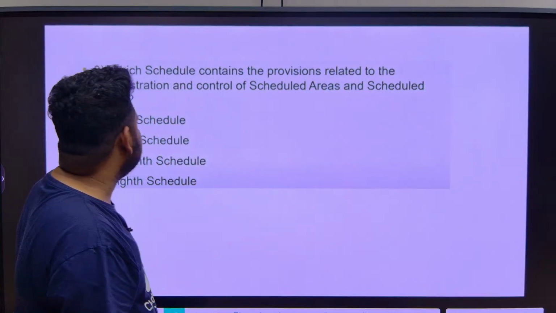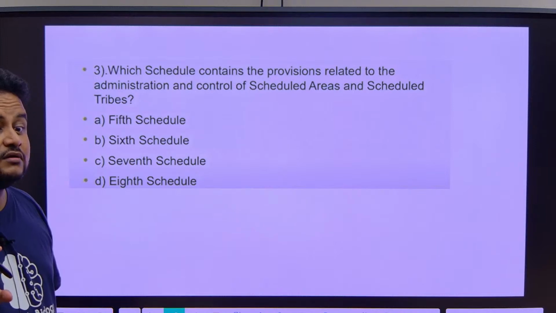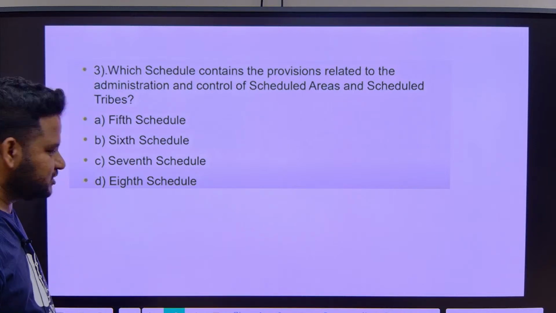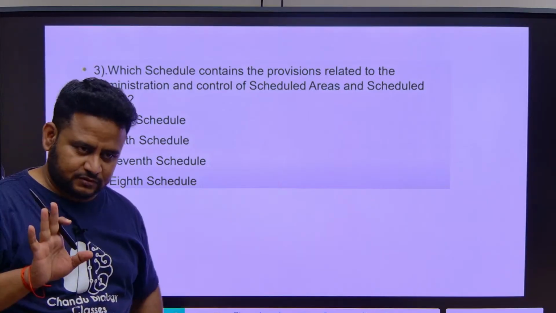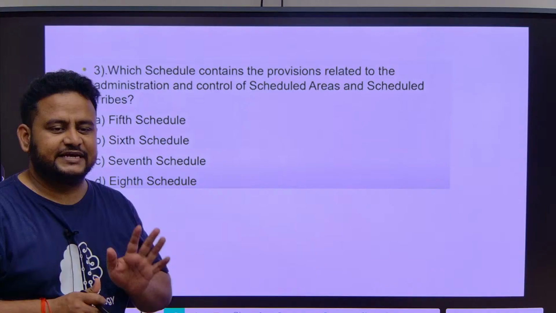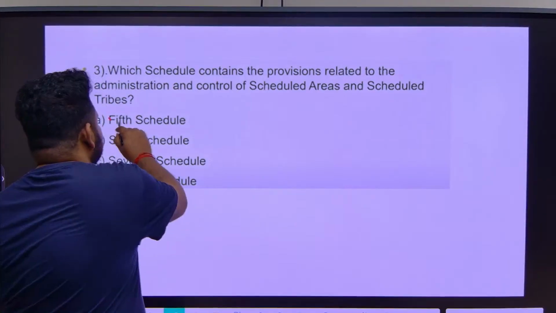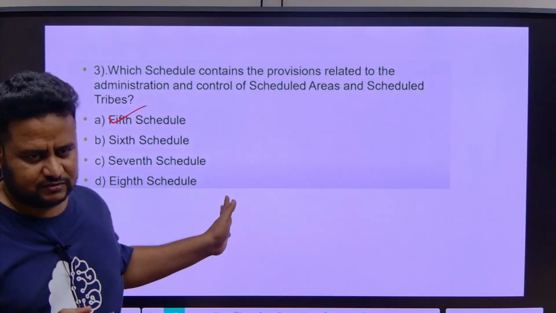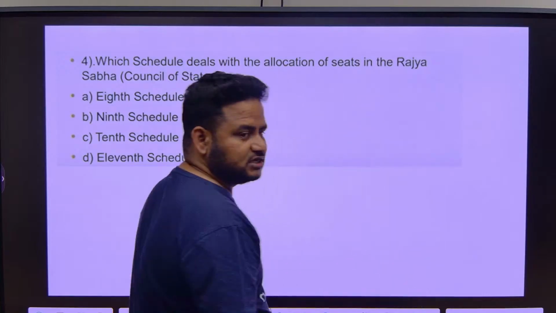Which schedule contains provisions related to administration and control of scheduled areas and scheduled tribes? See, I will tell you. 5th is talking about scheduled areas and scheduled tribes. 6th is talking about tribal areas in AMTM. 6th is talking about 4 states only. Entire scheduled tribes and scheduled areas is 5th schedule. Okay, please remember this. Whenever I say scheduled areas and scheduled tribes, SC and ST is 5th. Assam, Meghalaya, Tripura and Mizoram is 6th. Remember like this. Got it? I know you will get confused in this question, that's why these questions are added.